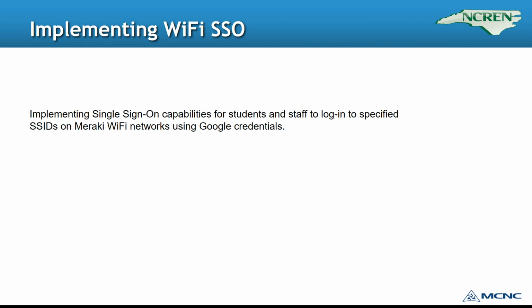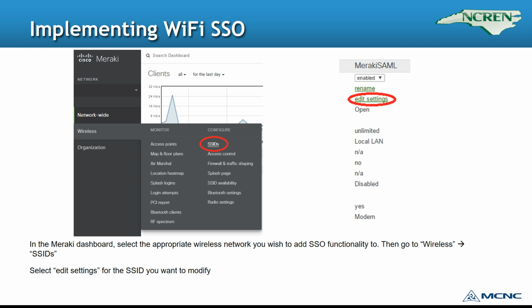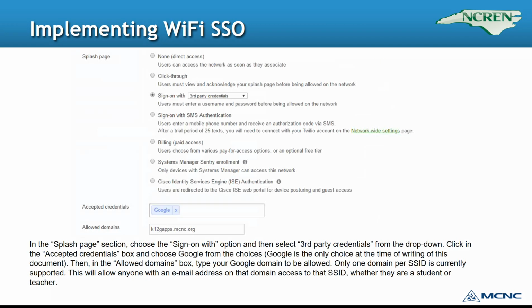So now we're going to go into implementing your single sign-on for students to the Wi-Fi. This can be done entirely from your Meraki dashboard. You're just going to go in, choose the specific network you're going to implement this on, and then go into your wireless settings and SSID. And you're going to hit edit settings.